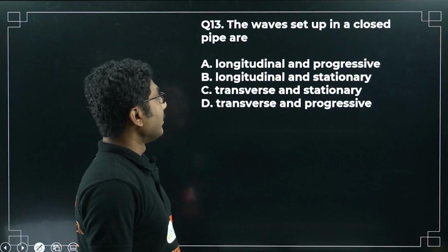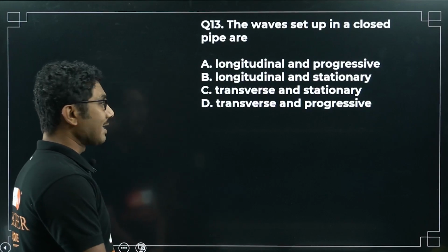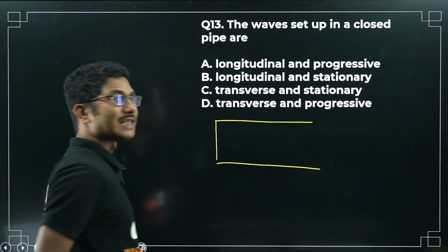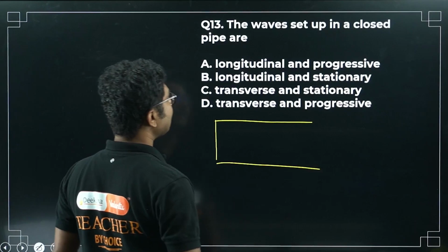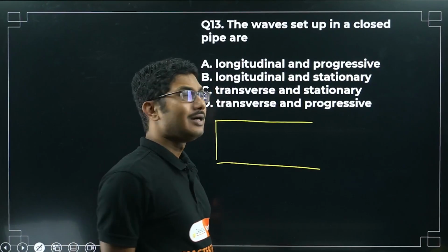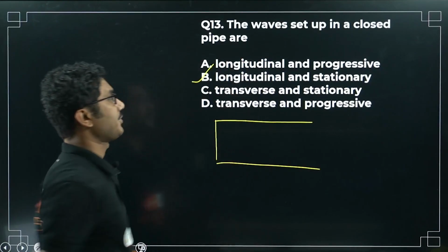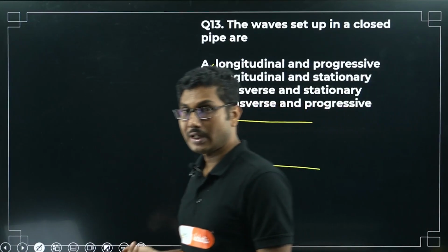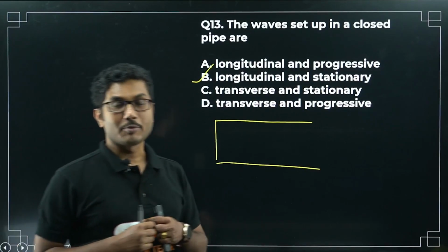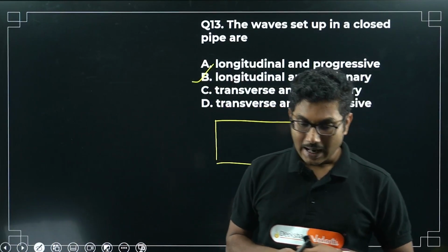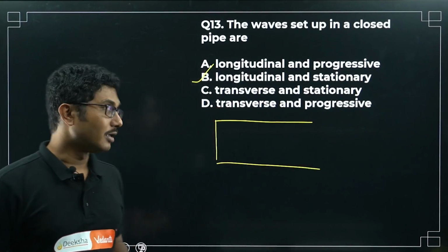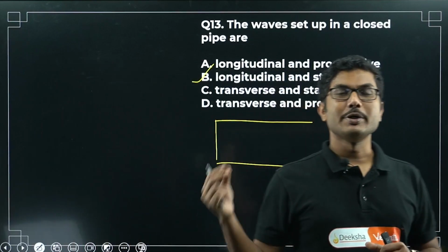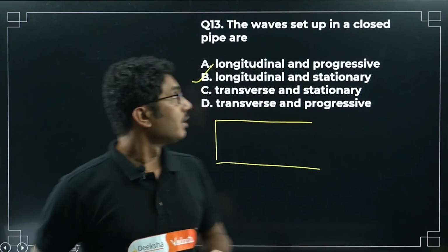Okay, the waves set up in closed pipes are... so closed pipes are generally used with sound. So sound is longitudinal, and also it is a stationary wave. So longitudinal and stationary wave. Okay, it is not transverse. Transverse wave is possible in a straight string. Only in a straight string is a transverse wave possible, but it will also be stationary, right? And if you are doing it in water, a transverse wave is possible, but whenever sound is involved, it should always be longitudinal. Okay, next question.